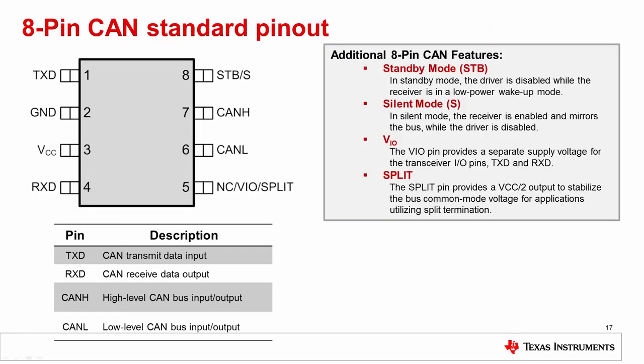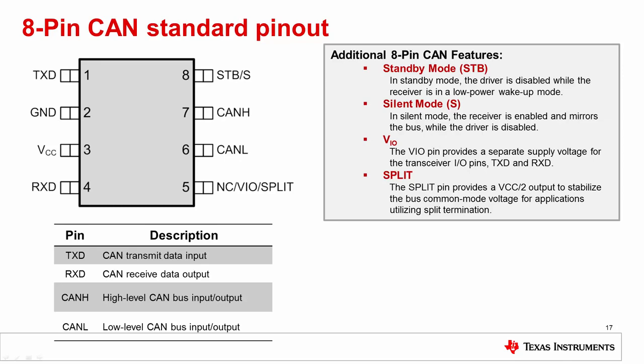Here is the 8-pin CAN standard pinout. The TXD, RXD, CAN-H, and CAN-L are present on all 8-pin CAN transceivers. Additionally, some transceivers implement either standby mode or silent mode. In standby mode, the driver is disabled while the receiver is in a low power wake-up mode. For silent mode, the receiver is enabled and mirrors the bus while the driver is disabled.